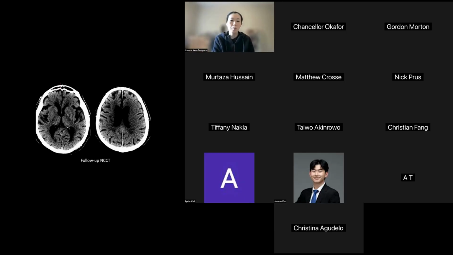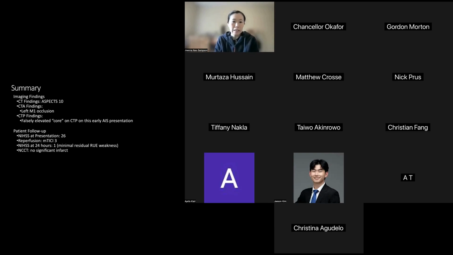So here's a follow-up non-contrast CT after the thrombectomy. We did not see any areas of loss of gray-white junction or hypodensities to indicate that he had any completed infarcts. And clinically, he did very well at 24 hours. His NIH stroke scale score dropped from 26 to 1. He had some minimal residual right upper extremity weakness, but that was it, right? Like from 26 to 1.